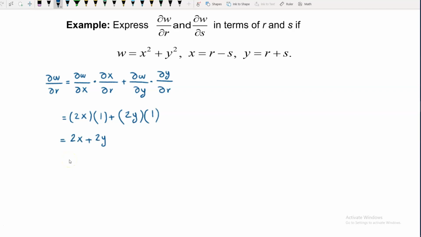So here we have 2x plus 2y, and we can factor out 2, so this is 2 times x plus y. And this is equal to 2 times, x is r minus s, and y is r plus s, based on what is given here. We can cancel s, so here we have negative s plus s, that part is 0, so we have 2 times 2r, and that is equal to 4r.